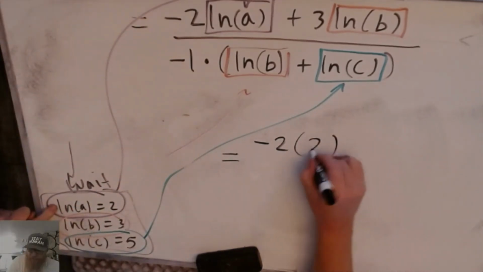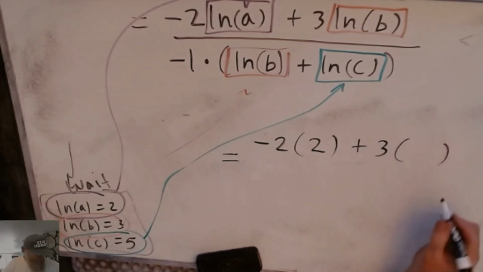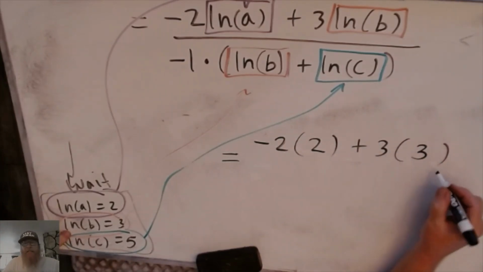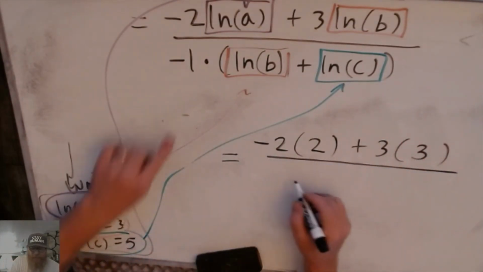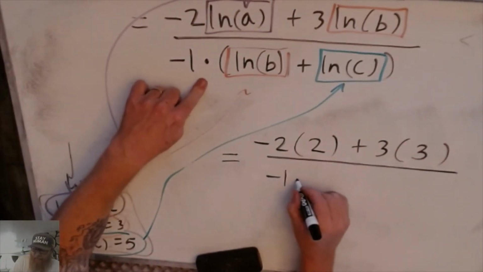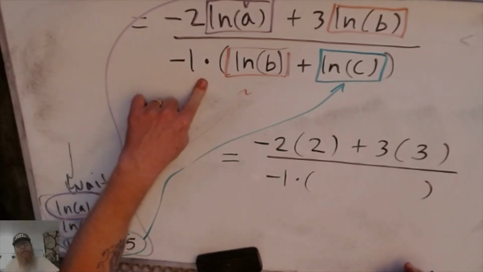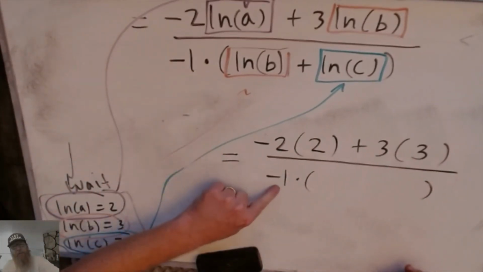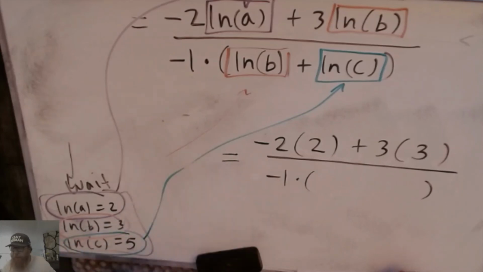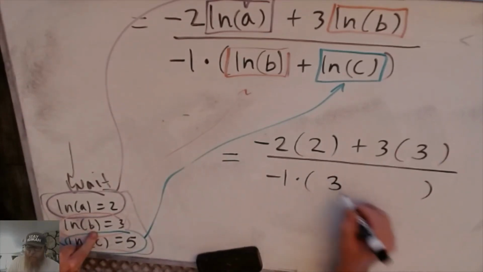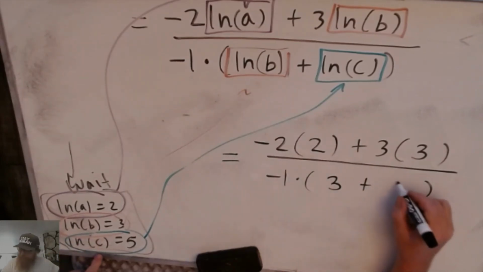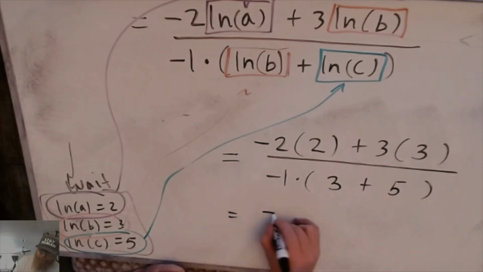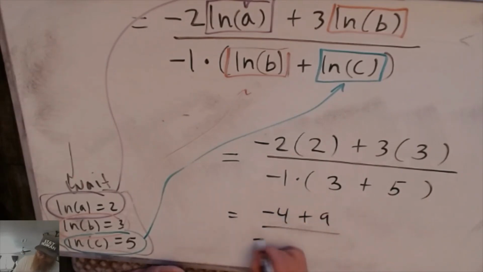So you got ln of a. ln of a is 2. ln of b is 3. So notice I'm literally swapping out my logarithms. Be careful with that negative 1 on the outside. I don't want to forget about it. Remember I used to call that little brother? Don't forget about your little brother. Go back and pick him up. ln of b is 3. That's the denominator. And ln of c is 5. And now you're done.